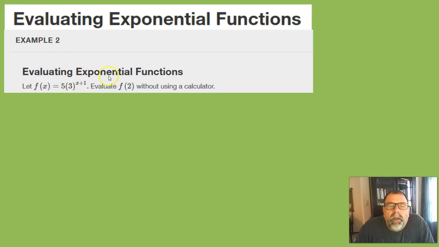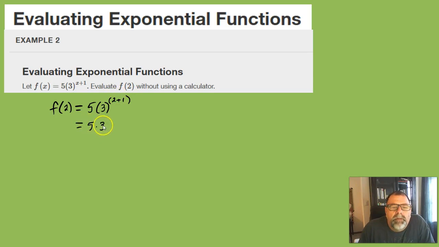Okay, example 2, evaluate exponential functions. Let f of x equal 5 times 3 to the x plus 1. Evaluate f of 2. So for f of 2, we're going to take the x out and put a 2 there. It says without a calculator. So we're going to simplify the exponent first. You can think of it as a grouping symbol being in the exponent. That's why I put the parentheses, to emphasize I want to do that first.